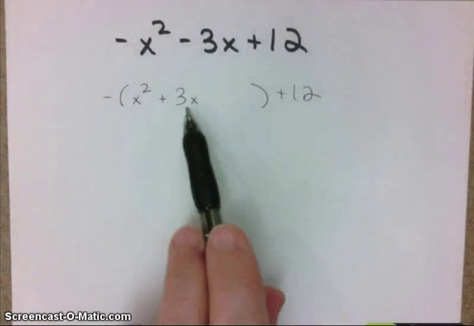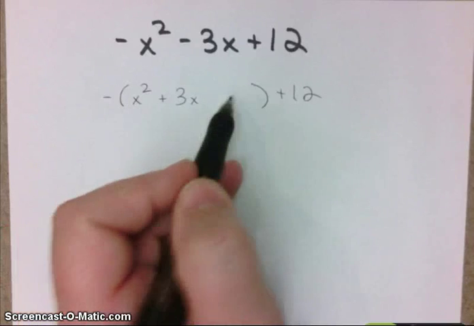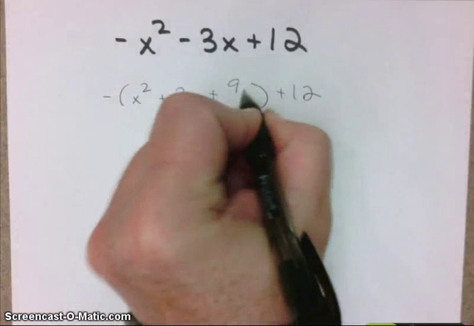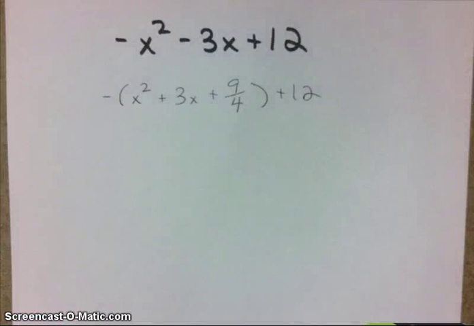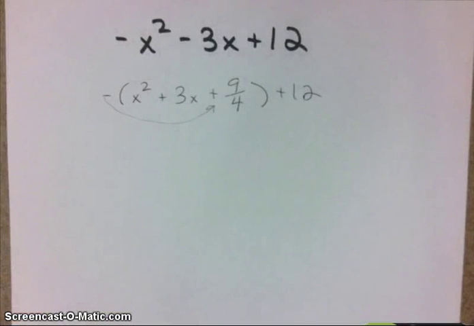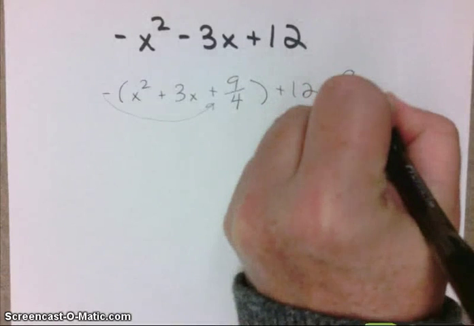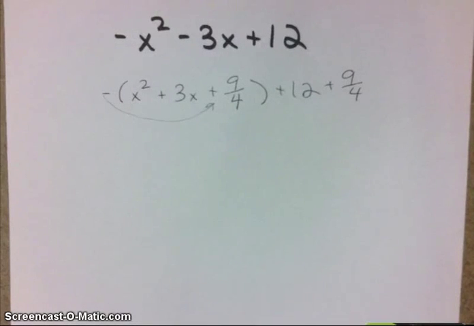Now we did one of these with the 3 just a minute ago. And so we take b, we divide by 2, and then we're going to square it. And so we get positive 9/4 inside the parentheses. But is that actually positive 9/4? In fact, it's not, right? It's actually a negative 9/4. That's what we just put in there. It's negative 9/4. And since I put a negative 9/4 here, to balance it out, I need to add 9/4 over there.